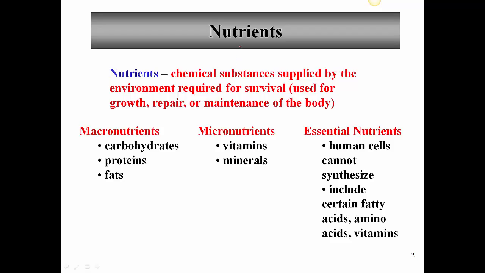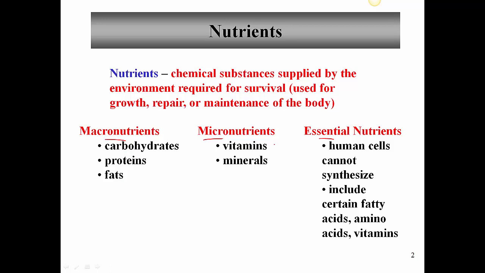First thing we want to define is nutrients. Nutrients, as you see here, are chemical substances supplied by the environment that we need for survival. In other words, these are things that the body doesn't make, so we have to get these from outside the body. And we can divide nutrients into three different classes: macronutrients, micronutrients, and essential nutrients. Macronutrients are those things that we have to take in bulk, things like carbohydrates, proteins, fats.